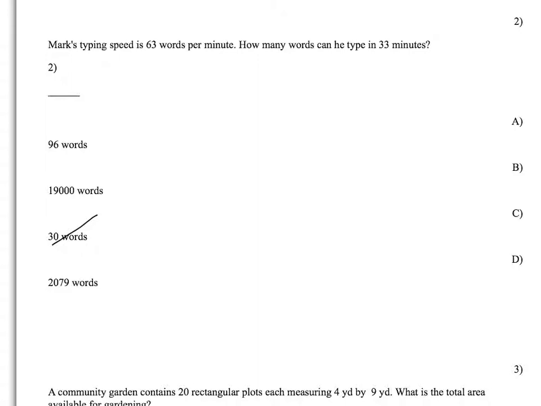Okay. Additionally, if we type 63 words in 1 minute, in 2 minutes we're already at 126, so it's not going to be the 96 words. Now, the last thing we want to think about is this. The way we would actually find out is multiply 63 times 33. Now notice, the 3 times the 3 in the end tells us we need a 9 in the 1 spot, which tells us that this right here is the right answer.